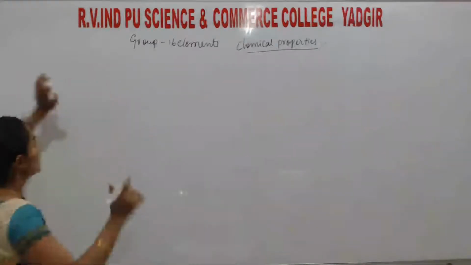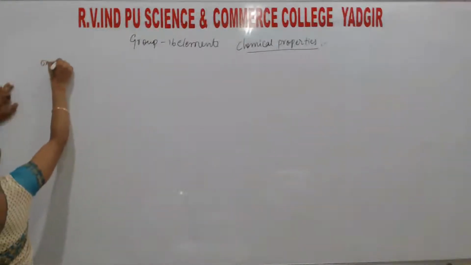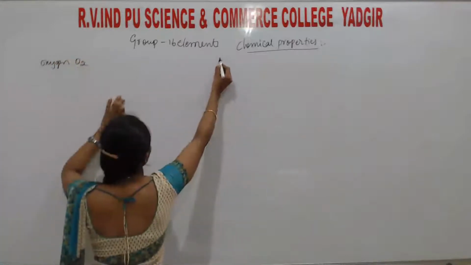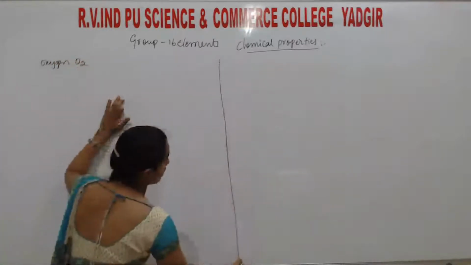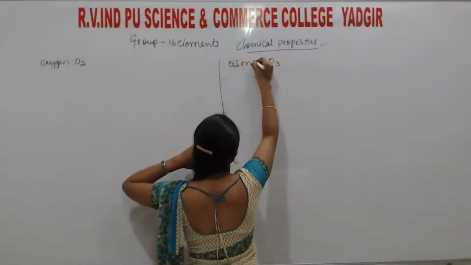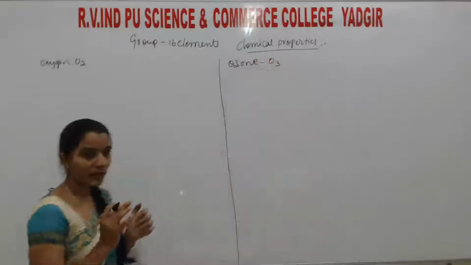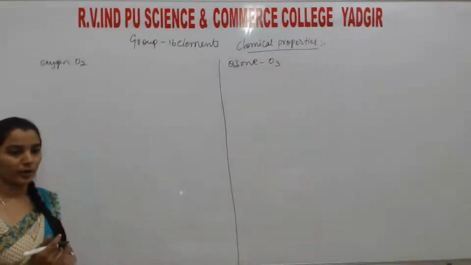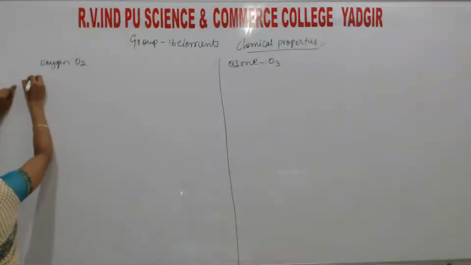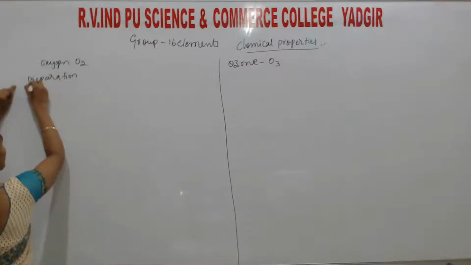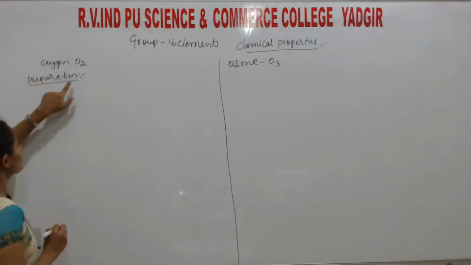For compounds of oxygen, I directly take differences like oxygen that is O2 and another one, ozone that is O3. Only two compounds are there. In that I can say preparation, physical property, chemical property. Take this chart. This is very important. First is preparation. How is this O2 prepared?